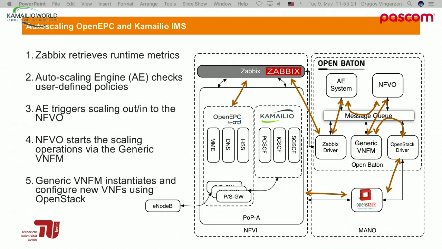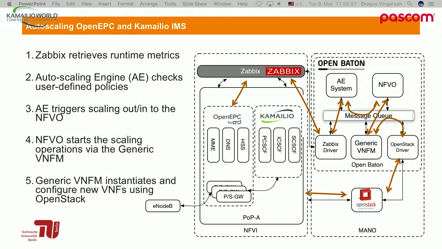So we are orchestrating the OpenEPC components together with the Kamailio IMS components, and we are also auto-scaling them. Auto-scaling in the sense that these components are deployed on top of cloud data centers. There are some monitoring metrics that are pushed towards the monitoring system. In this case, we use Zabbix as a monitoring server. And therefore, the auto-scaling engine from the OpenBaton project is checking whether some policies are matched or not. And it decides to trigger some scaling actions.